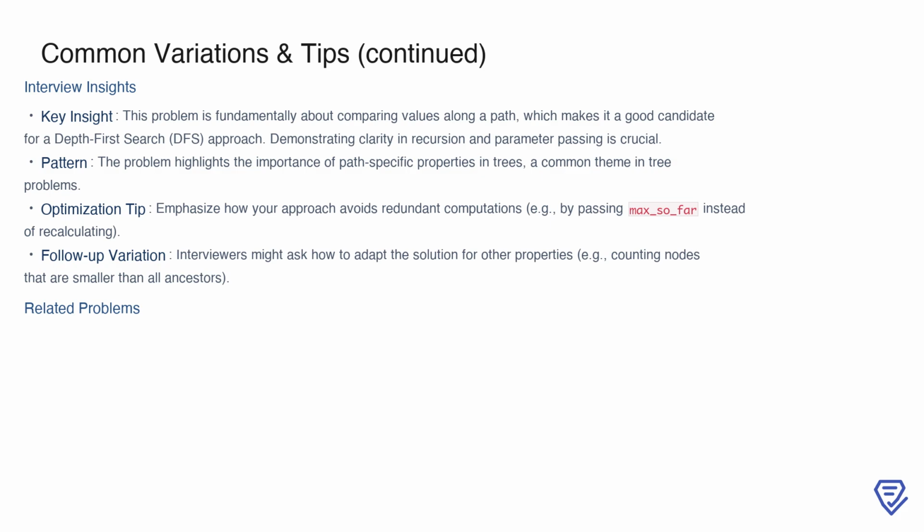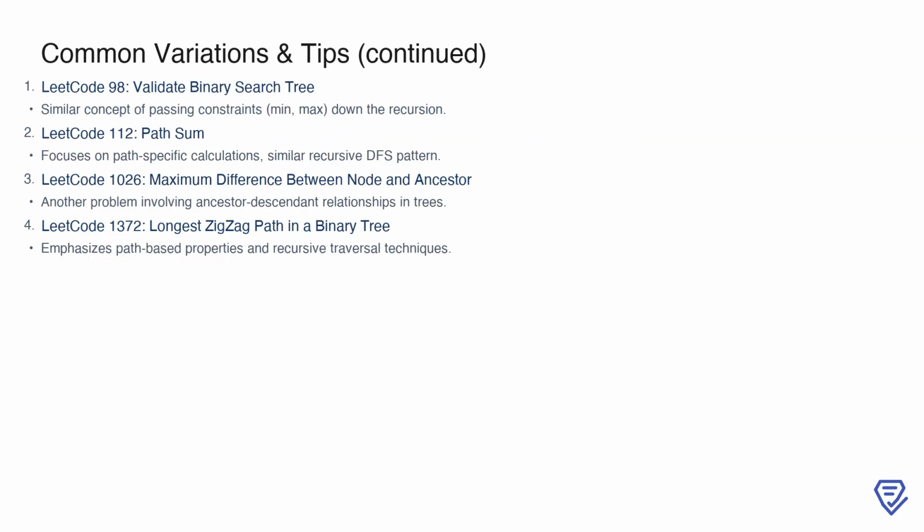To deepen your understanding, it's helpful to explore related problems that share similar patterns or concepts. For instance, LeetCode 98, Validate Binary Search Tree, involves passing constraints like minimum and maximum values down the recursion, much like passing max_so_far here. Similarly, LeetCode 112, Path Sum, focuses on path-specific calculations using a recursive DFS pattern.